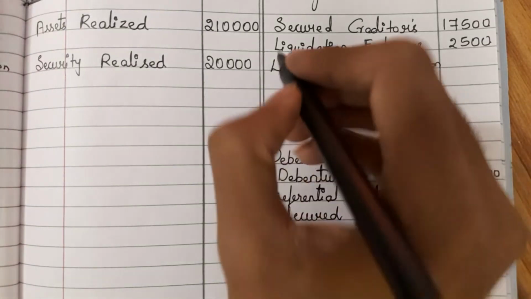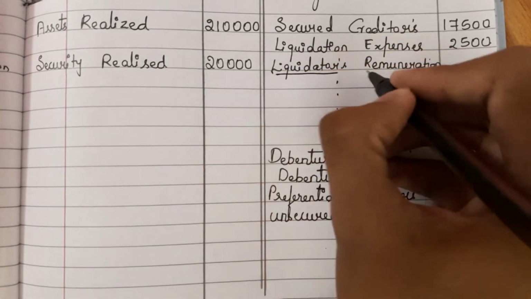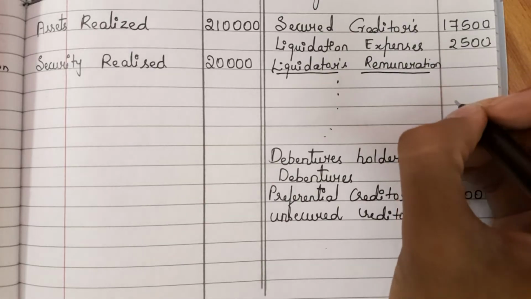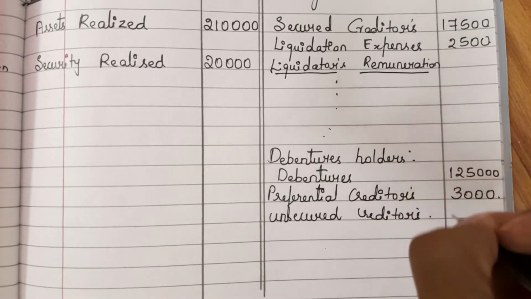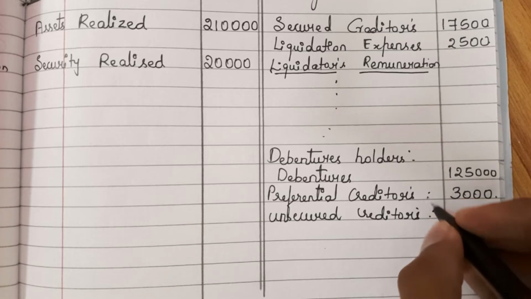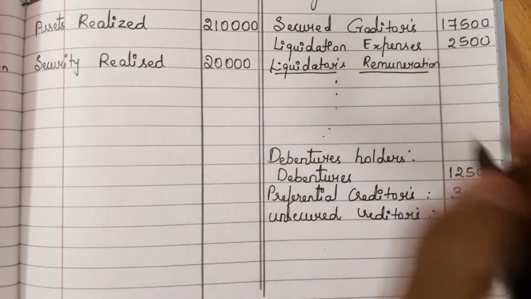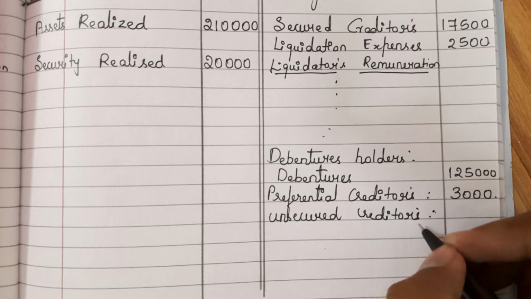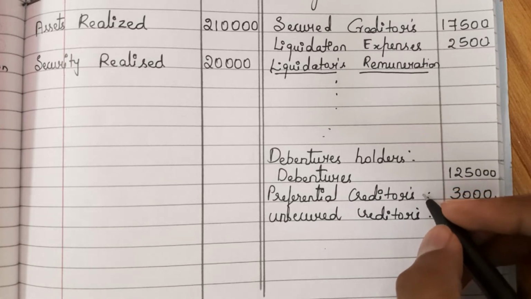First let us pay the liquidator's remuneration. They have told that he will be getting 3% on the unsecured creditors. Unsecured creditors means preference creditors as well as unsecured creditors. Don't take only unsecured creditors, even preferential creditors should be taken.